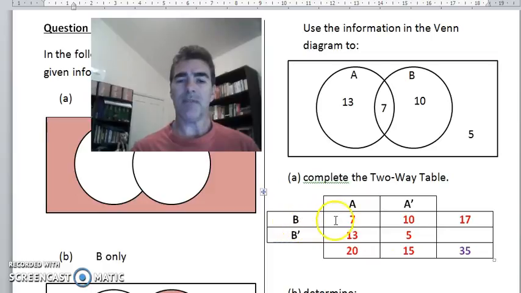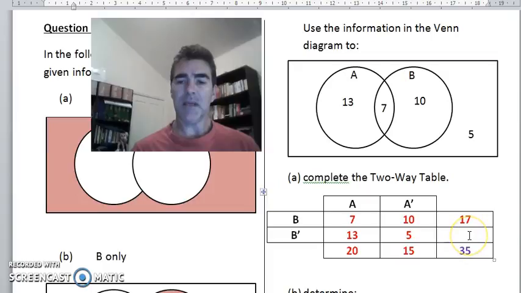If we want the ones that are in B but not in A, there's 10 that are in B and not in A, so there's 10 of those. So altogether in B, there are 7 and 10, 17 altogether. Those that are not in A and not in B are these 5 here. So those that are not in A, 10 and 5 is 15.